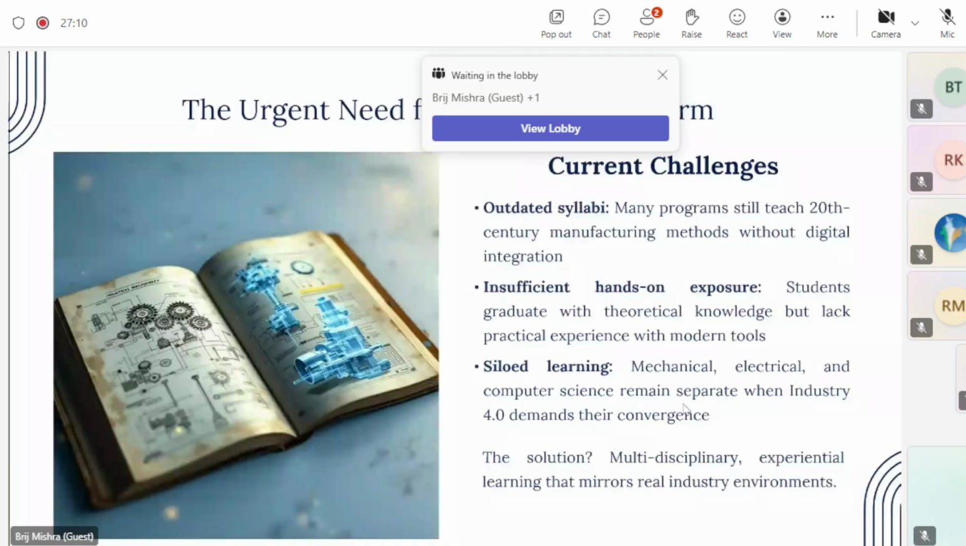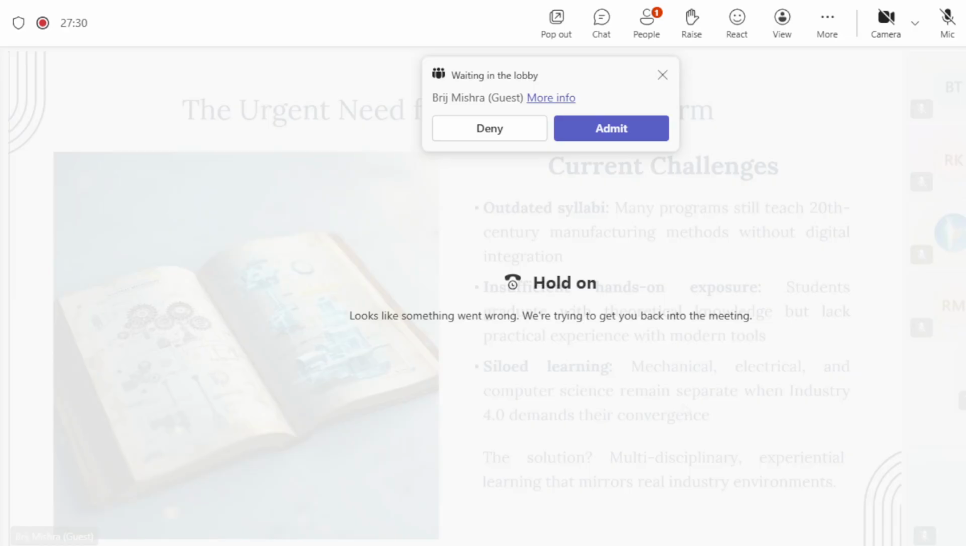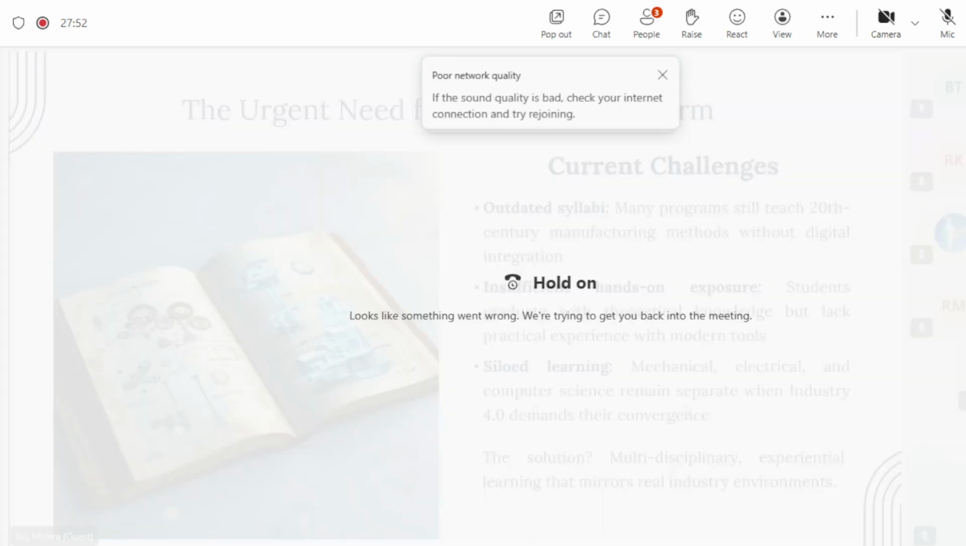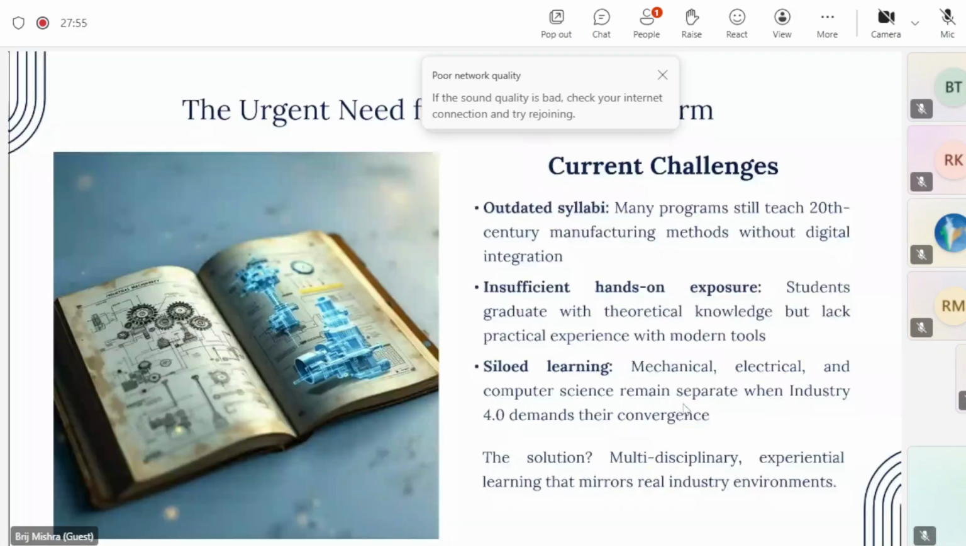Okay, and then it is also important for us that we not only focus on certain areas of education, but also on what is happening on a day-to-day basis, getting ready for the industry.